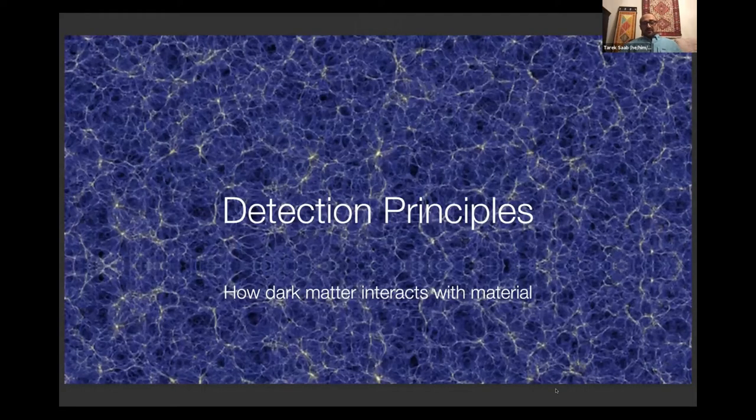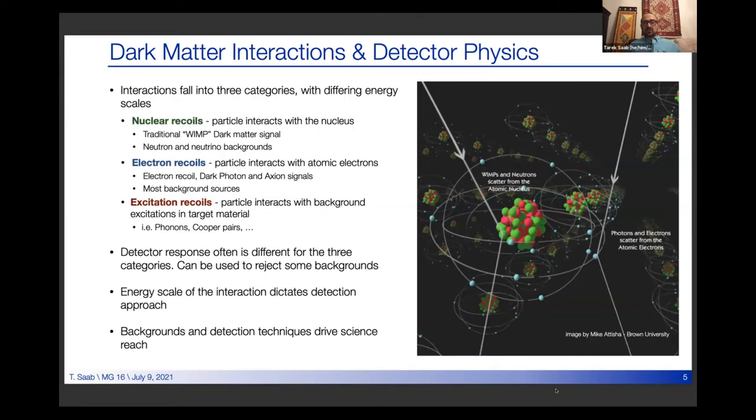If you accept the idea that dark matter exists as a particle and you look at the theoretical models proposed to explain it, how would you expect this particle to interact with regular matter? Based on the mass and the interaction type of the particle, there are three categories where one might look for interaction to happen. For the traditional WIMPs, i.e. the massive dark matter candidates, interactions are predominantly expected to occur via nuclear recoils.